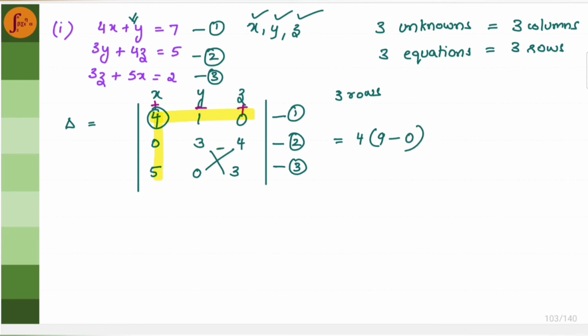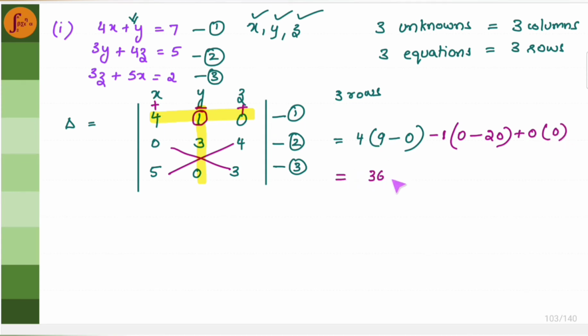Now let's go to the second term. The second element is 1. Now the sign is minus. So minus 1 into, we'll have to ignore this column for the second element. We have the elements 0, 4, 5, 3. So let's cross multiply this way. 0 into 3 is 0 minus 4 into 5, 20. The third element is 0, right? It's plus 0. There's no point calculating for 0 because we're going to get 0 as the answer. Let's calculate. 4 into 9 is 36 minus 1 into minus 20, which is plus 20. So we'll get the determinant as 56.